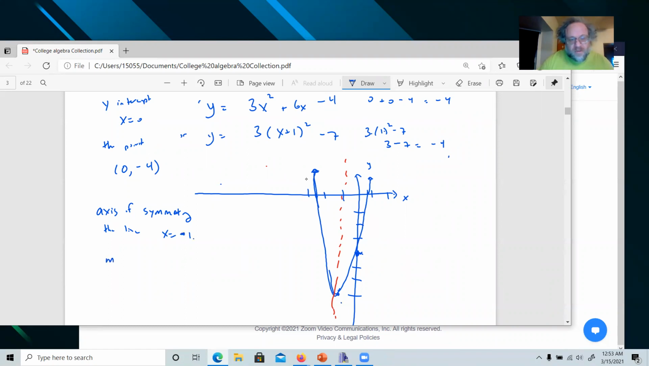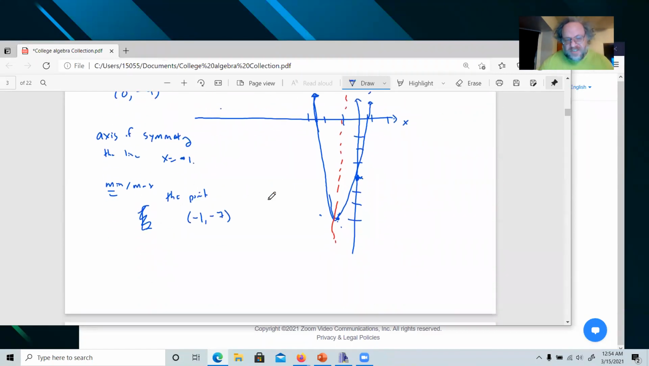Did we have a minimum or a maximum? I just drew you a picture. Minimum. So we have a minimum, and we're going to put a bracket because it's a point. The minimum is the point -1, -7. That's my minimum. Again, they'll ask us a bunch of questions.